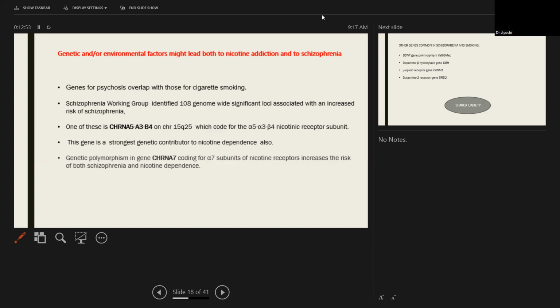CHRNA5/A3/B4, which is on chromosome 15q25, which codes for the alpha 5, alpha 3, beta 4 nicotinic receptor subunits. This gene cluster has the strongest genetic contribution to nicotine dependence. Another was a genetic polymorphism in the gene CHRNA7, coding for the alpha 7 subunit of the nicotinic receptor, which increases the risk for both schizophrenia and nicotine dependence.